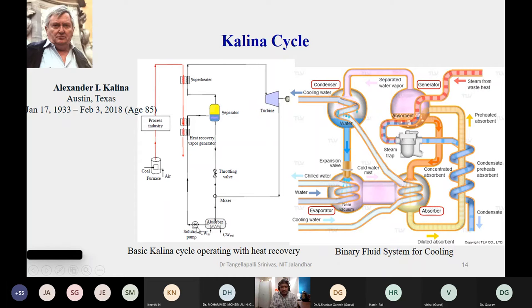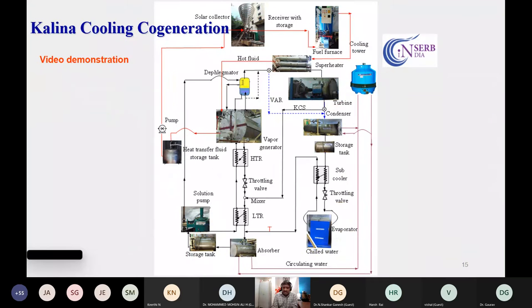So we are able to generate electricity with a low temperature heat source, even at 100 degrees centigrade of hot water like geothermal, or maybe 150 degrees centigrade, etc. There are different configurations available to tap the heat at low temperature, intermediate temperature, and higher temperature. Even at 400-500 degrees centigrade also, we can tap the heat using a binary cooling system. But the configuration will change slightly.